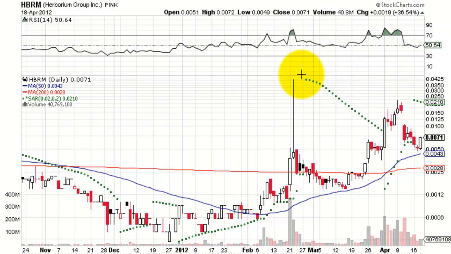We had an open of 0.0051, a high of 0.0072, a low of 0.0049, and a close of 0.0071. So just about the high of day close on a volume of 40.8 million. We changed up 36.54%. I'm going to go ahead and walk through the basics here with this chart and point out a few key things that I've definitely seen going on here. Definitely nice candlesticks and overall a nice looking chart here in my opinion.